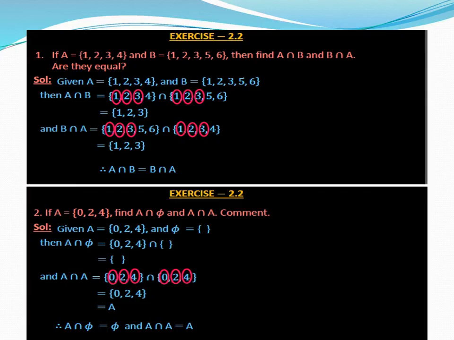And you can find A intersection A. So you write set A, 0 to 4, and intersection, and you write another set A, 0 to 4. The common elements are the same, since they are the same sets, so we get the same set, A intersection A equals A. Therefore, A intersection phi equals phi and A intersection A equals A.